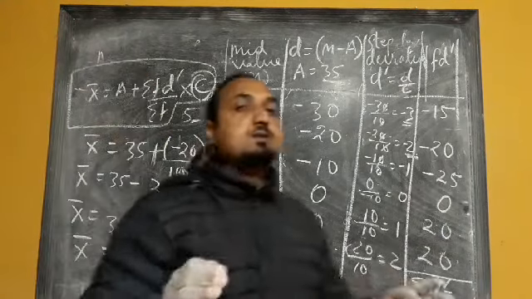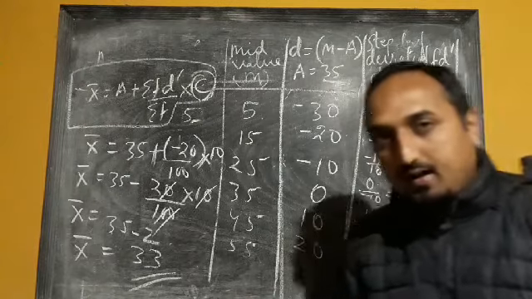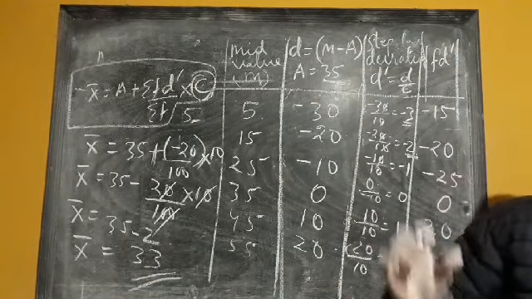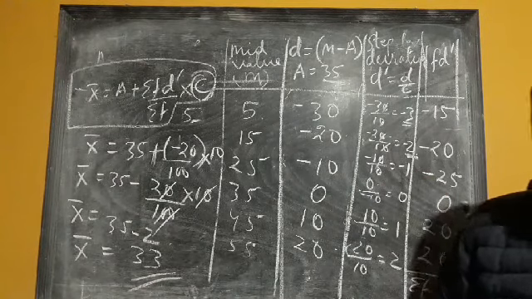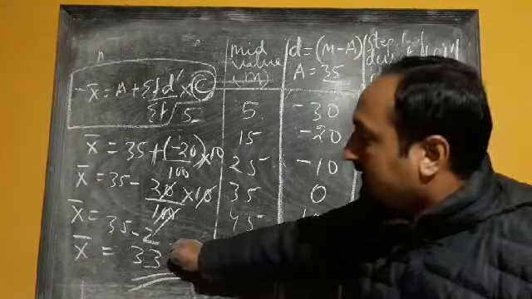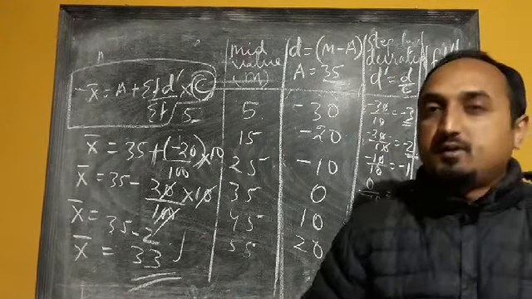So by using the step deviation method also we can calculate the value of the arithmetic mean. As I said, whichever method is easier for you, you can follow that method and easily calculate the arithmetic mean, whether you follow the direct method, shortcut method or step deviation method.